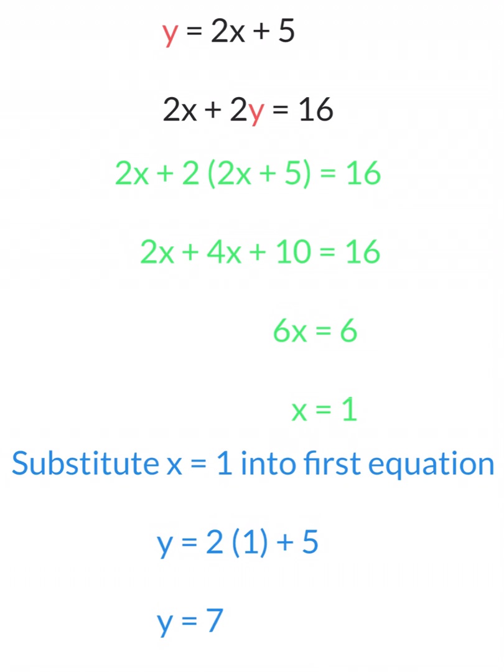Collect like terms, and we're going to bring minus the 10 across. So 2x plus 4x is 6x, minus the 10 across, 16 minus 10 is 6. Divide by the 6, so x equals 1. Substitute x equals 1 into the first equation, and we get y equals 2 times 1 plus 5, so y equals 7. So for this simultaneous equation, the solutions are x equals 1 and y equals 7.